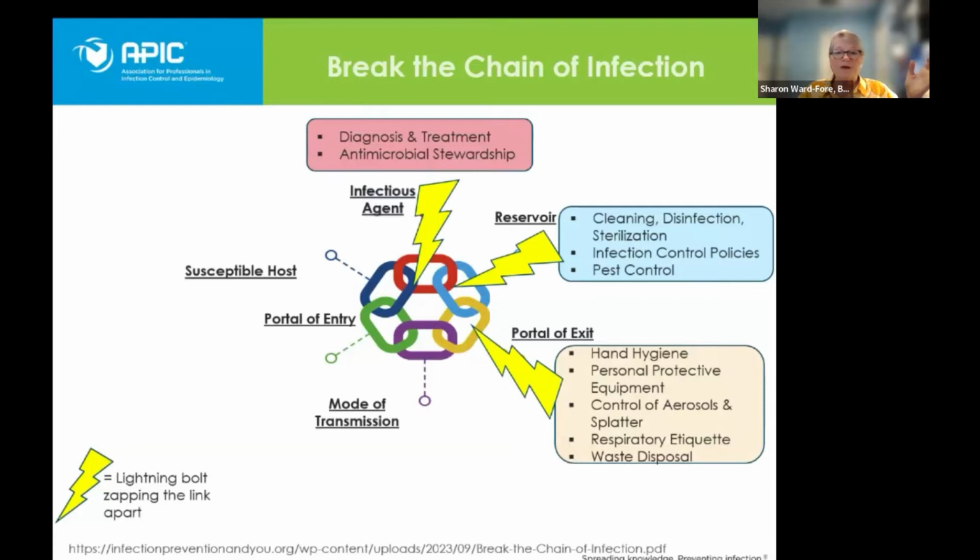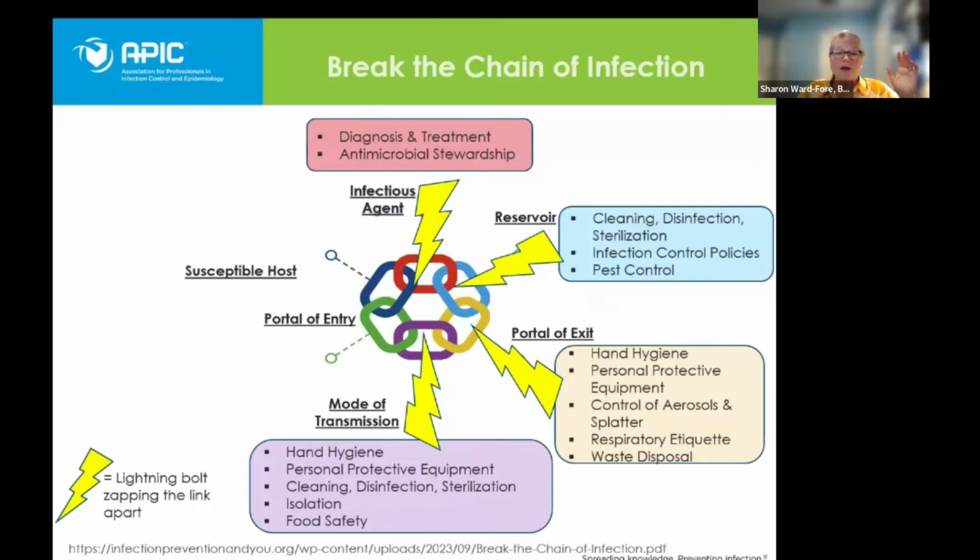Now, we break that mode of transmission by performing hand hygiene, using PPE, initiating and maintaining transmission-based precautions when indicated, cleaning and disinfecting the environment, and cleaning and disinfecting or sterilizing equipment used by more than one patient, and also keeping food safe by cleaning, separating, cooking, and chilling food to protect it from causing disease.